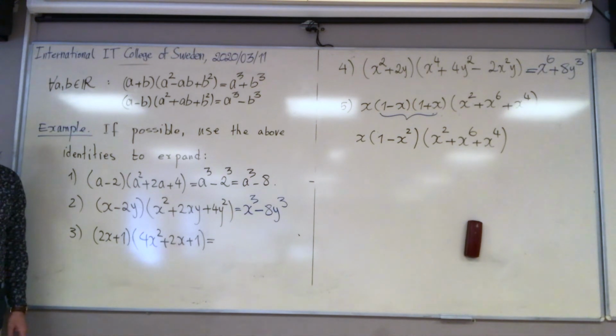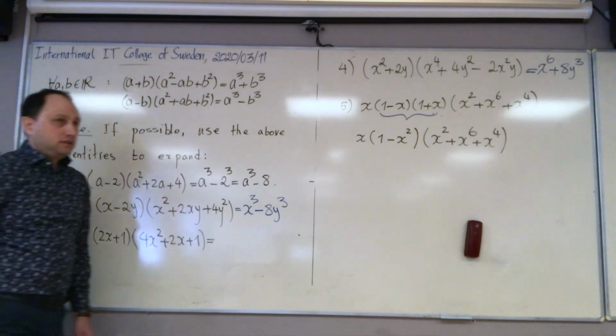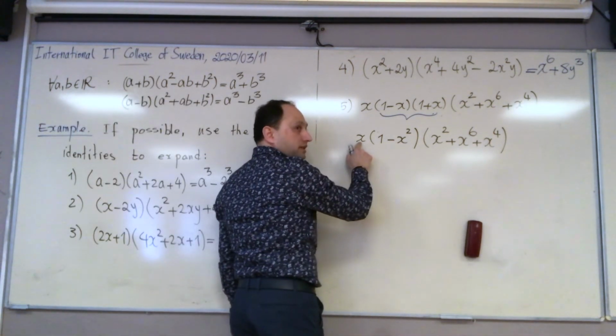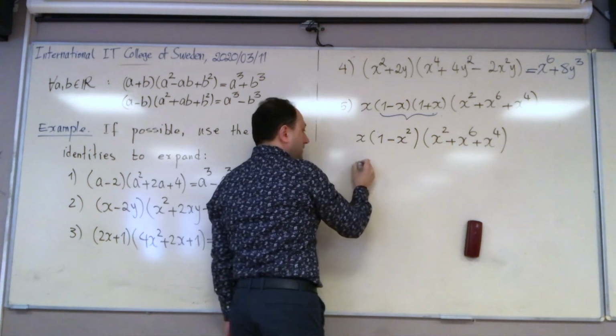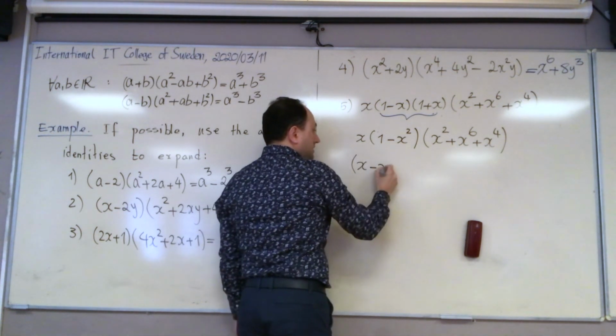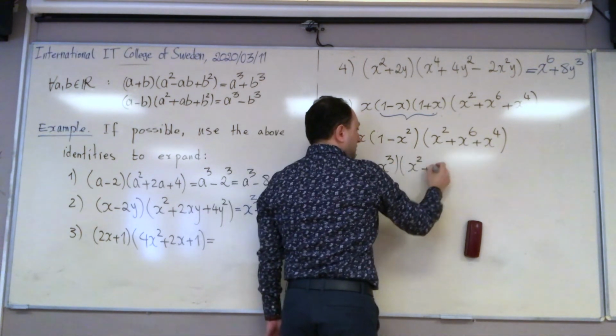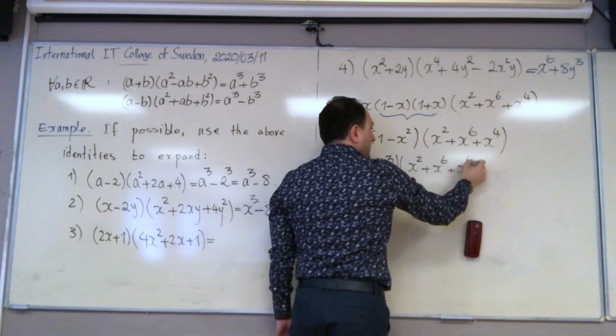Yes? That if you multiply x to 1 minus x squared, it follows the pattern. Exactly. So let me follow that. So he's saying that multiply this one only. Okay, so what happens? It becomes x minus x cubed, and then I am left with this. Now, do you recognize this pattern now?